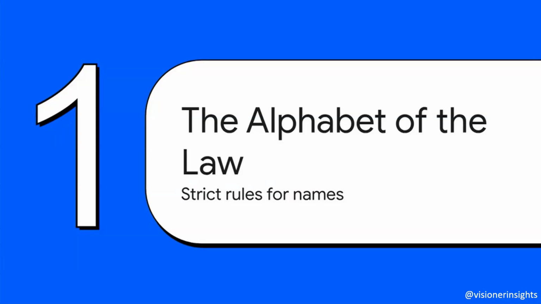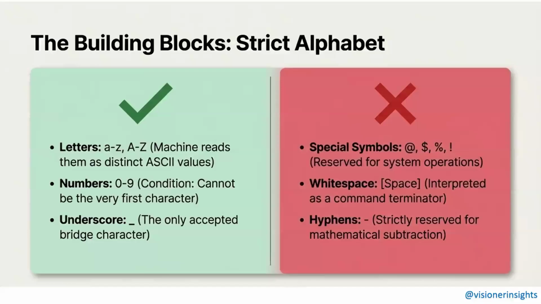And trust me, the law is strict. So, this first part of our investigation is all about learning the fundamental alphabet, the basic rules that govern every single name you write. And here are the do's and don'ts laid out plain and simple. Over on the left, in green, you've got your legal building blocks. Letters, numbers, though there's a big condition on that we'll get to, and the underscore, which is kind of our special connector. Then on the right, you've got the forbidden zone. Special symbols, spaces, hyphens, all of that stuff is reserved for other jobs, like doing math. If you try to use them in a name, you're breaking the law.